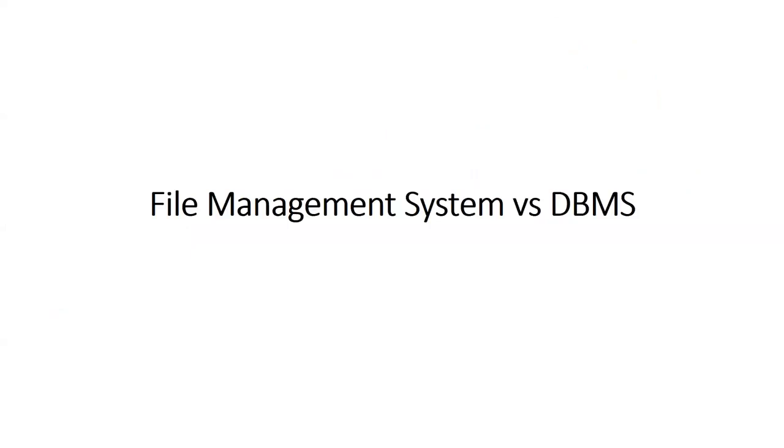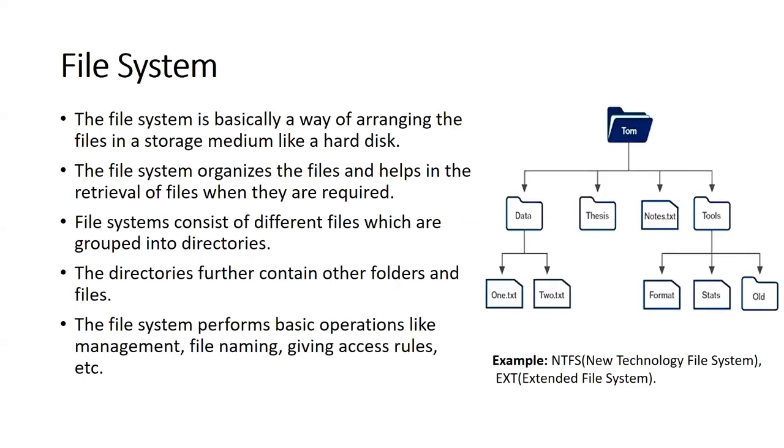Now let's talk about file management system versus a database management system. So a file system, what is a file system? Basically, a file system is a way of arranging the files in a storage medium like a hard disk. So a file system basically helps to arrange the files in a hard disk, pen drive, or something like that in a storage device. Okay, the file system organizes the files and helps in retrieval of files when they are required.